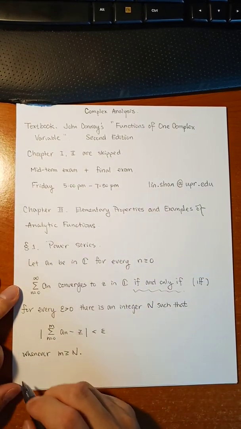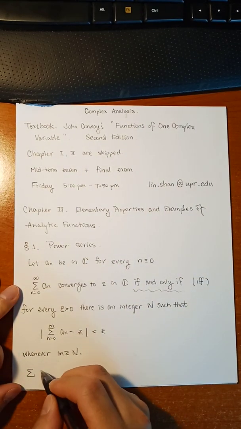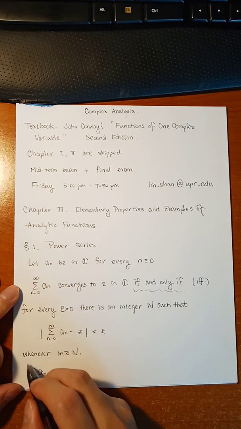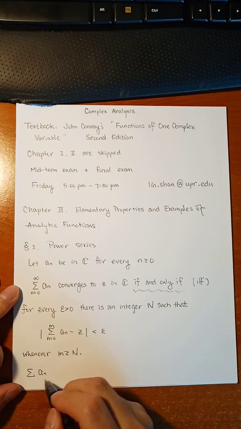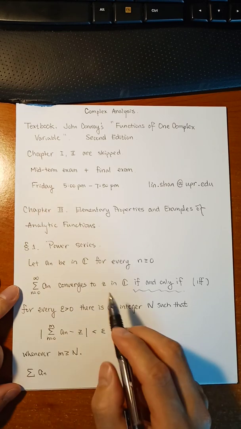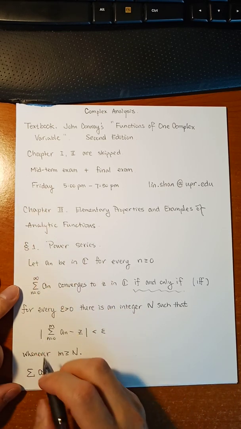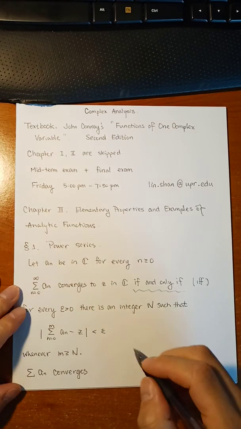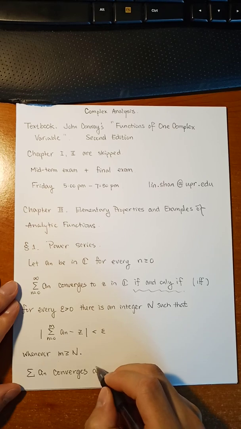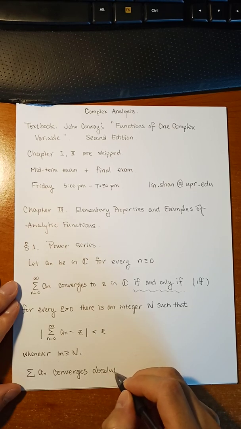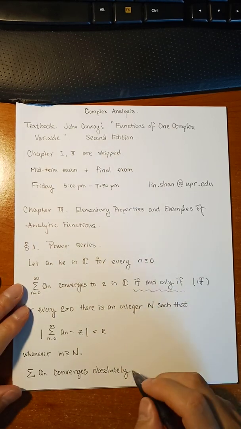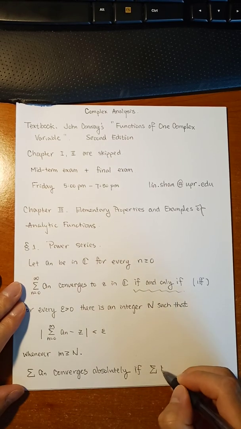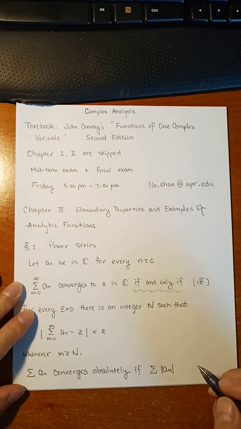Sometimes we ignore the 0 and infinity and just write this symbol: sigma a_n means n from 0 to infinity. We say the series a_n converges absolutely if the series of absolute values of a_n converges.